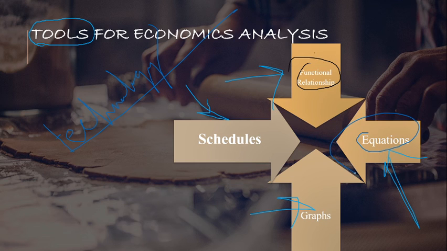Okay, equations are those modules by using which we decide our output level. Okay, so equations are supposed to be like ax plus by is equal to c. These are all your equations.